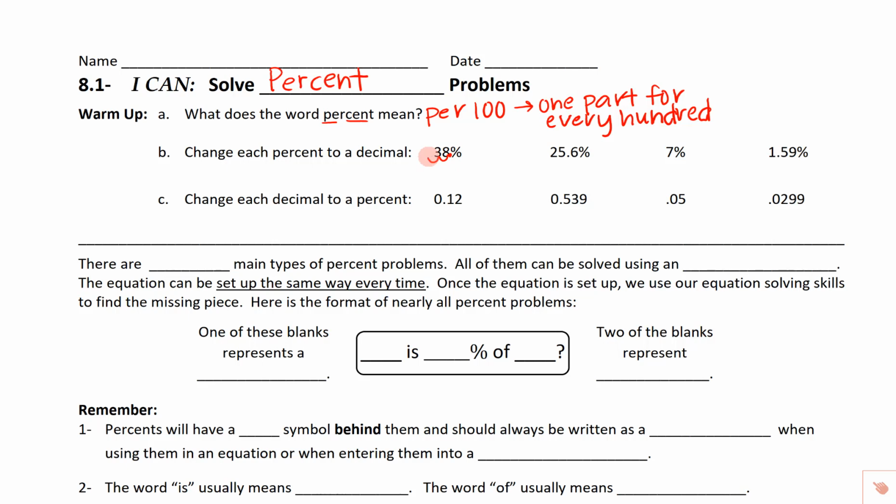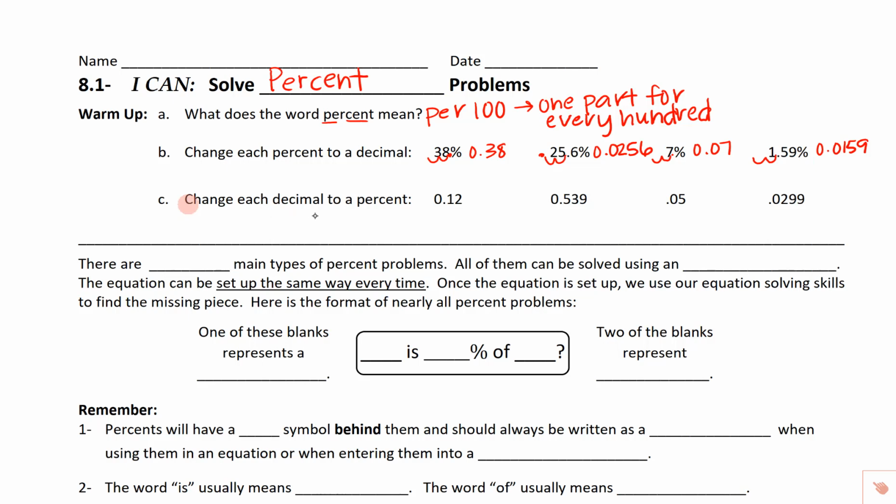So 38% is actually 0.38 as a decimal. 25.6%, we move the decimal over to the left twice, so that is actually 0.0256. 0.7%, 1, 2, so this would be 0.007. And then 1.59%, move it over twice, so that would be 0.0159. So that's changing percents to decimals. We move the decimal place twice to the left.